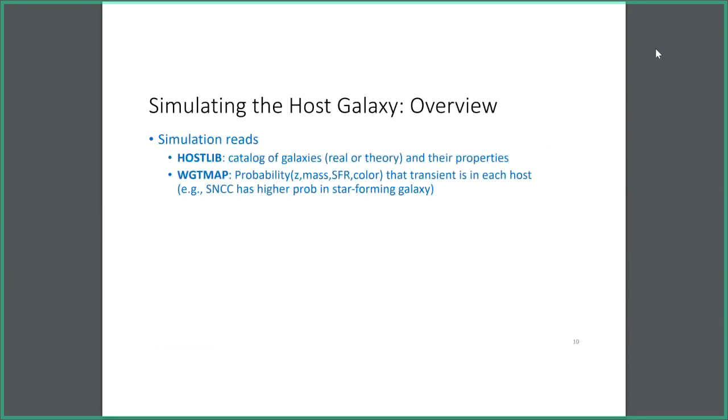Okay, next slide. Now I want to move on to the simulations, and how the simulation works a little bit. For simulating the host galaxy, the basic idea is it reads a host library, which is a catalog of galaxies, either real or theoretical, and their properties. There's also a weight map, which gives the probability, as a function of those properties, that the transient resides in each host. For example, a core-collapse supernova has a much higher probability in a star-forming galaxy than in an old red galaxy. So the weight map would encode that information.